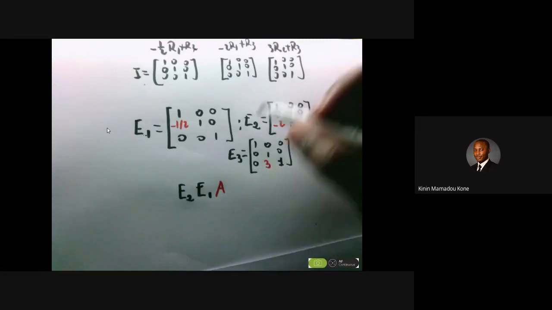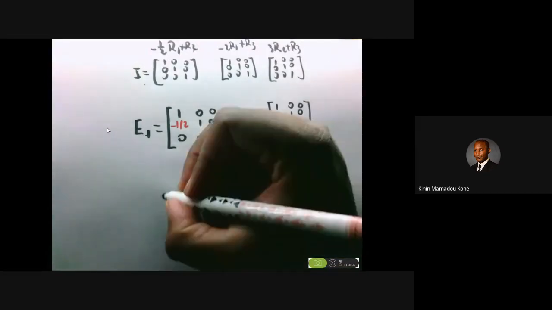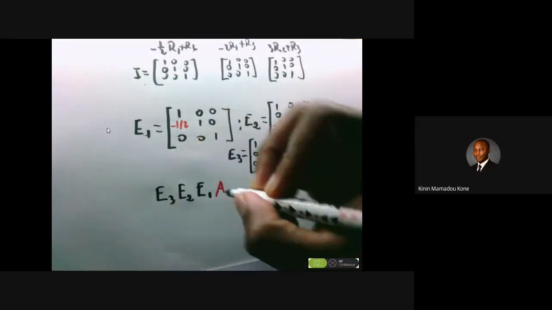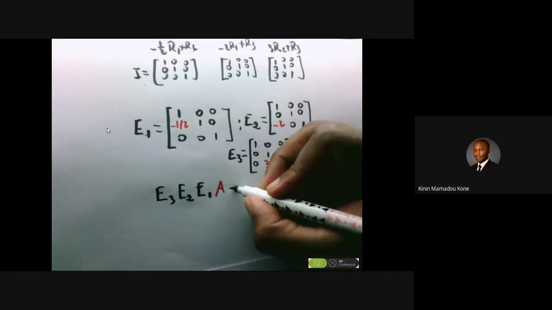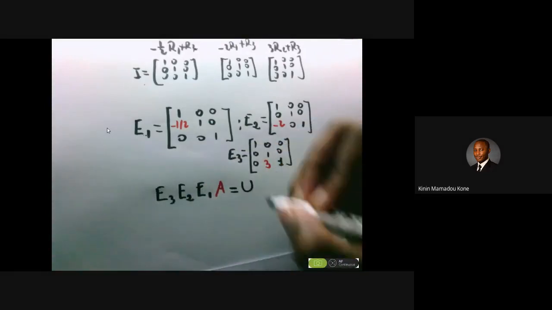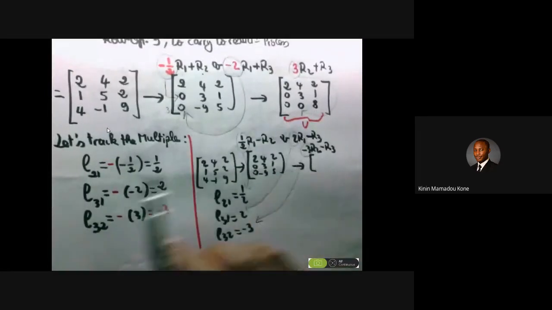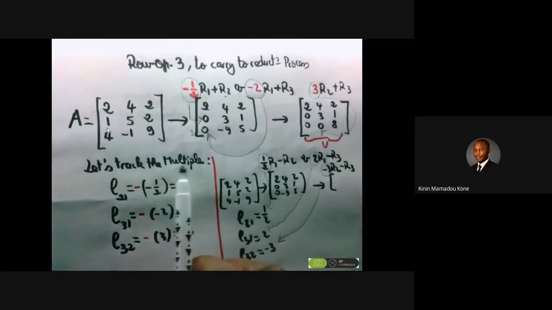After that, I do the third operation, which is E3. Finally, this product leads me to the upper matrix U that is over here. In terms of matrix multiplication notation, it is this way: I take my matrix A and left multiply. I know that left multiplication will affect the rows, and I obtain this U matrix.